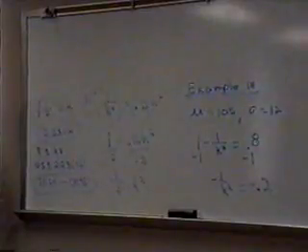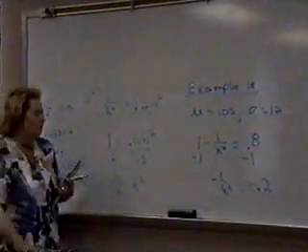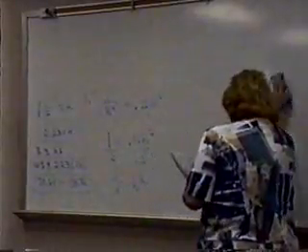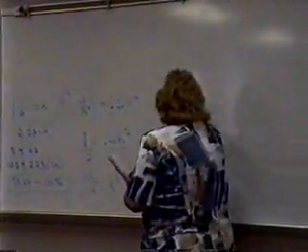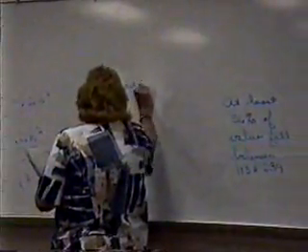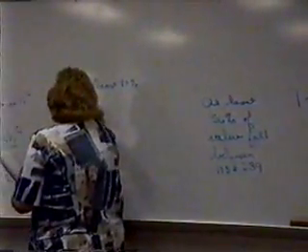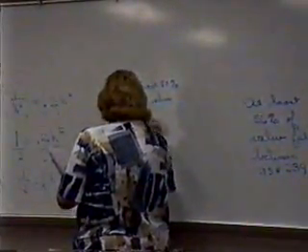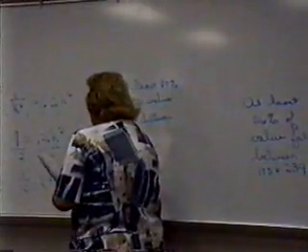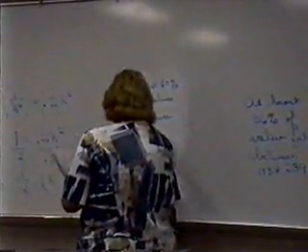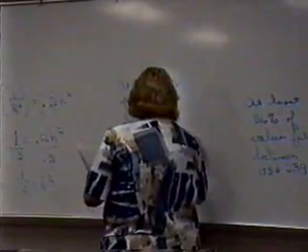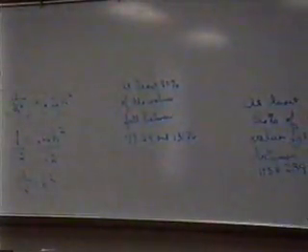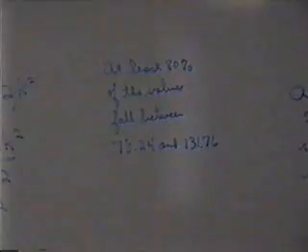Again, we write a sentence to explain this. This is not our final answer. We write a sentence to explain what we've got, and we say at least 80% of the values fall between 78.24 and 131.76. At least 80% of the values will fall between 78.24 and 131.76.